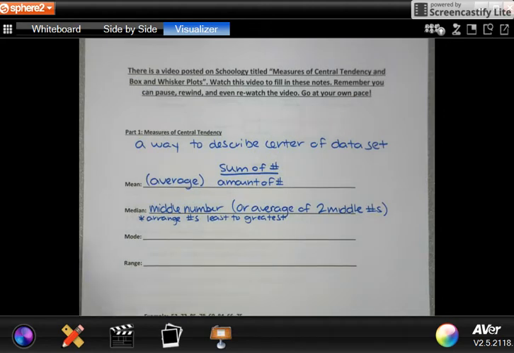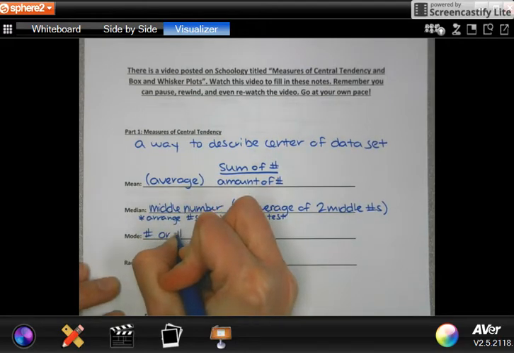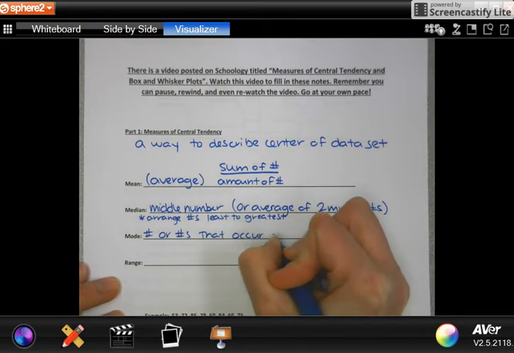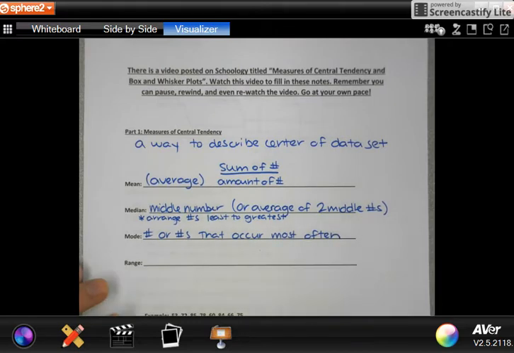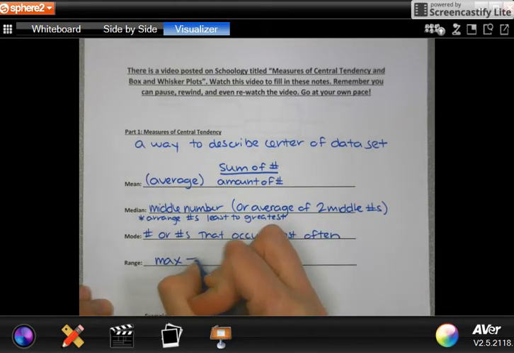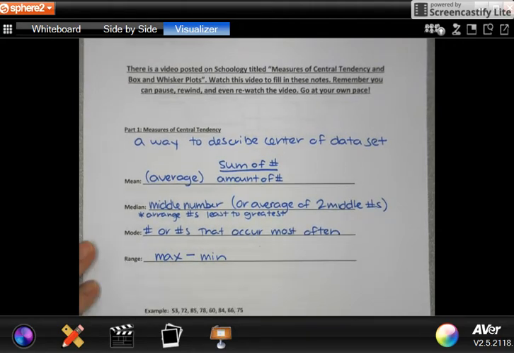The mode is the number or numbers that occur the most frequently. And the range is not a measure of central tendency, but it is kind of important to talk about. And that's just the max, or the largest number, minus the min, or the smallest number. Again, make sure that you're writing down everything you see here.